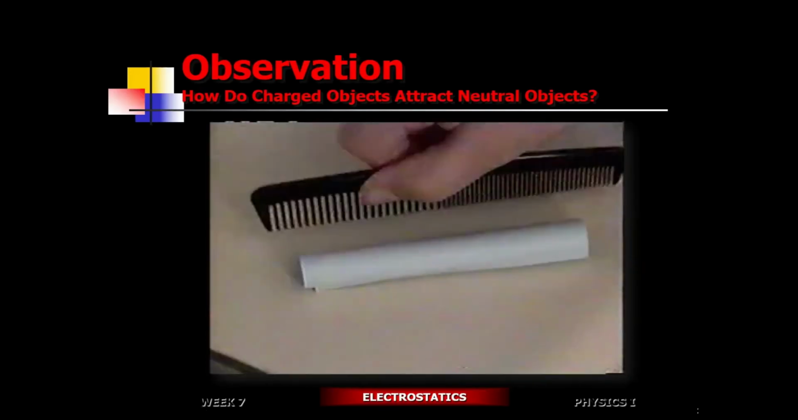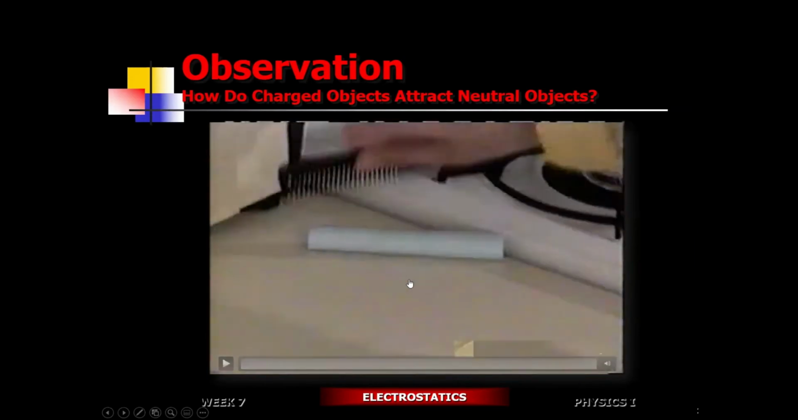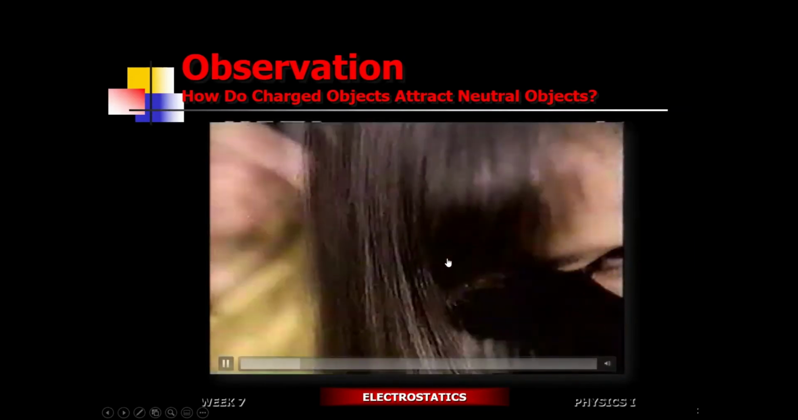Hold the comb near the paper. Oh, something magical happens. It becomes attracted to a negative charge. Why? How is it possible to attract something neutral?